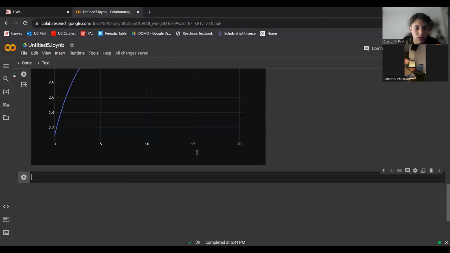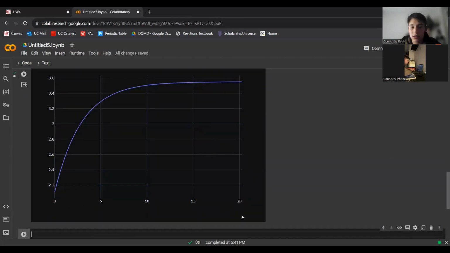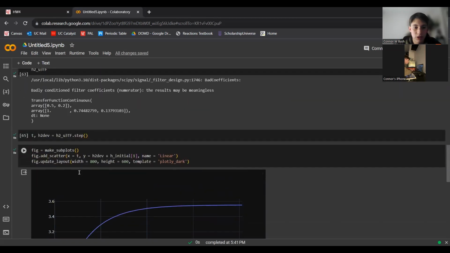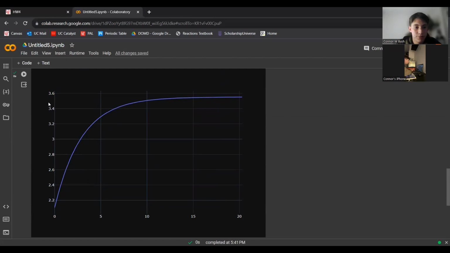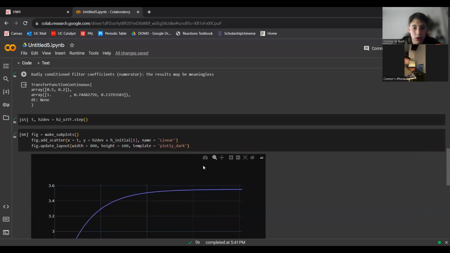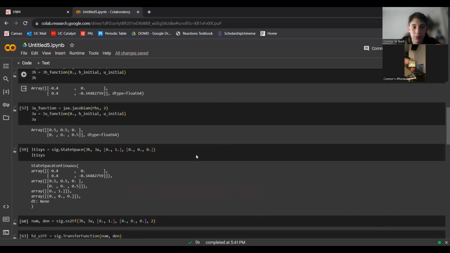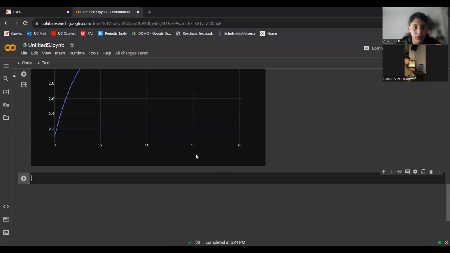So let's take a look at what this looks like. The x-axis is time in seconds, to be consistent with units. So we're going from about 0 to 20 seconds. And with taking this step function into consideration, this is the H2. So after we reach steady state, the tank level in tank 2 reaches a steady state value of around 3.55 meters. So that's everything boiled down for the linear model.